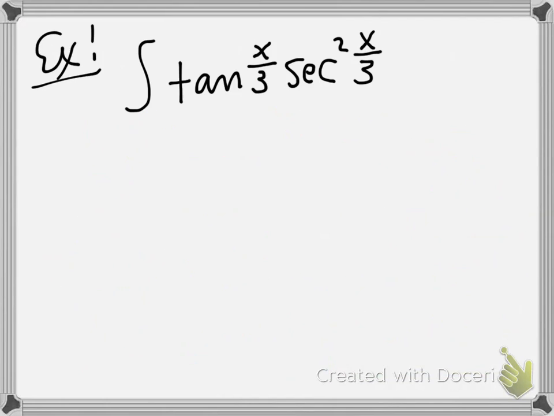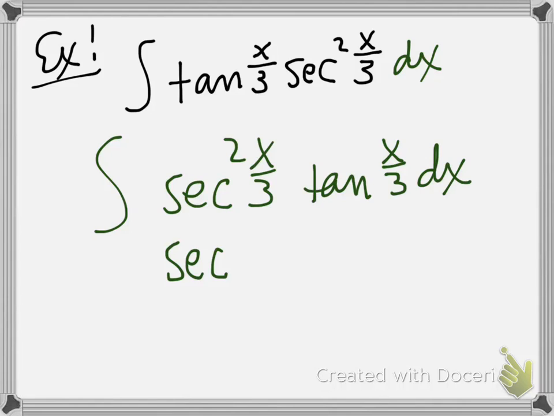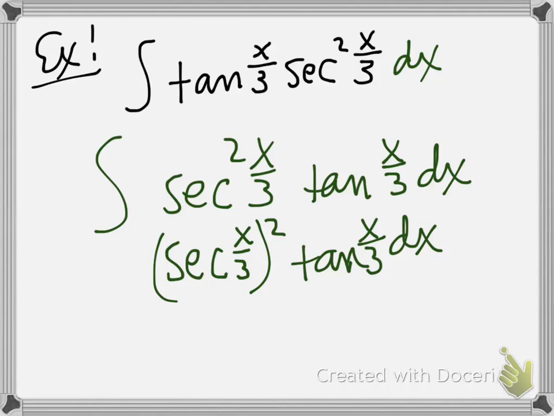Okay, now that we've done 3 of these, you're probably starting to see the pattern. What am I going to do for this problem? Well, first of all, it seems to be missing a dx. I'm going to put secant squared first because it's the biggest power, and then I'm going to write tangent x over 3 dx. Now this time, if I think of this in terms of secant, let's even write this as secant x over 3 parentheses squared tangent x over 3 dx.